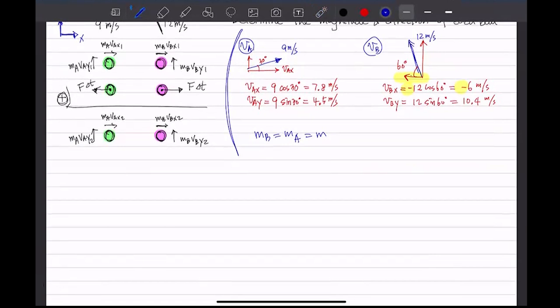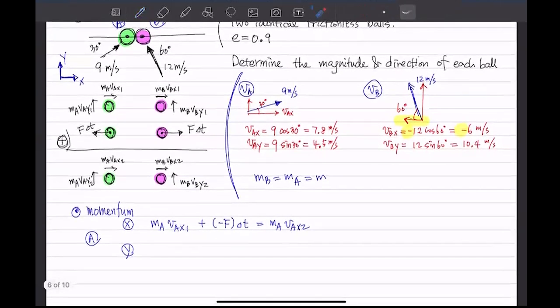Let's first think about the momentum. We can think about the first particle A and the second particle B. And in the first particle, we also have X and Y direction, right? So let's think about X and Y, which is going to be MA VAX1 plus negative F delta T equals MA VAX2.